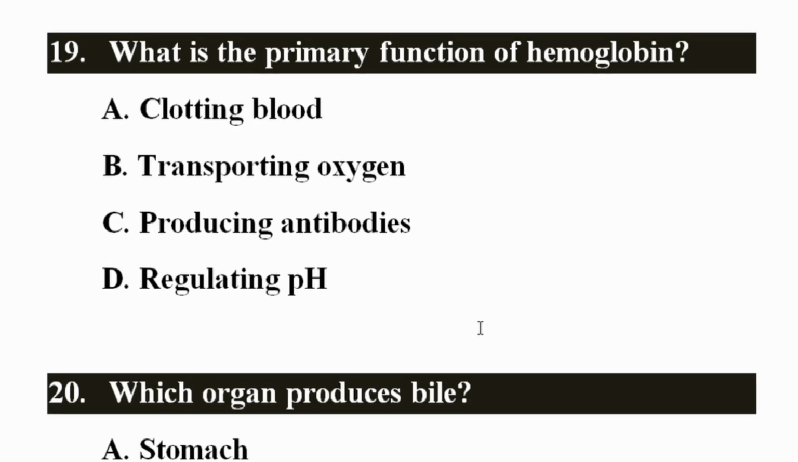What is the primary function of hemoglobin? The right option is Beta, transporting oxygen. Hemoglobin in red blood cells binds and transports oxygen.